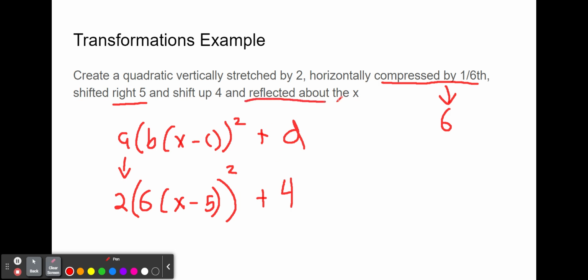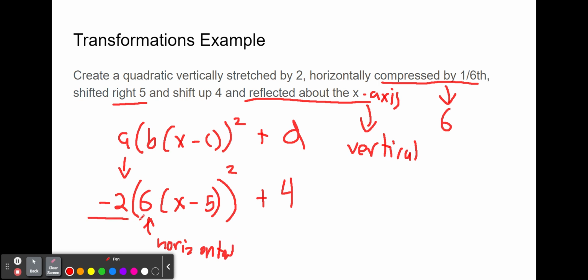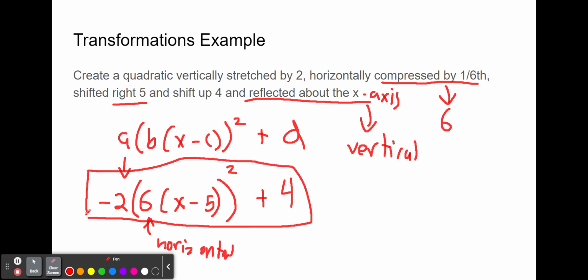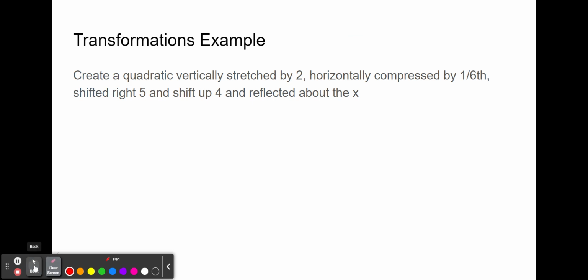Next, we're going to reflect about the x-axis. So the x-axis is a vertical reflection, and the y-axis is a horizontal reflection. So if we want a vertical reflection, we just make this a negative number, and if we wanted a horizontal reflection, we would make that a negative number. But we don't want a horizontal reflection, so that means negative 2, and then a 6 on the inside, x minus 5 squared plus 4 is our final answer for this quadratic equation, assuming the parent function is y equals x squared, which it will always be unless it's specified.